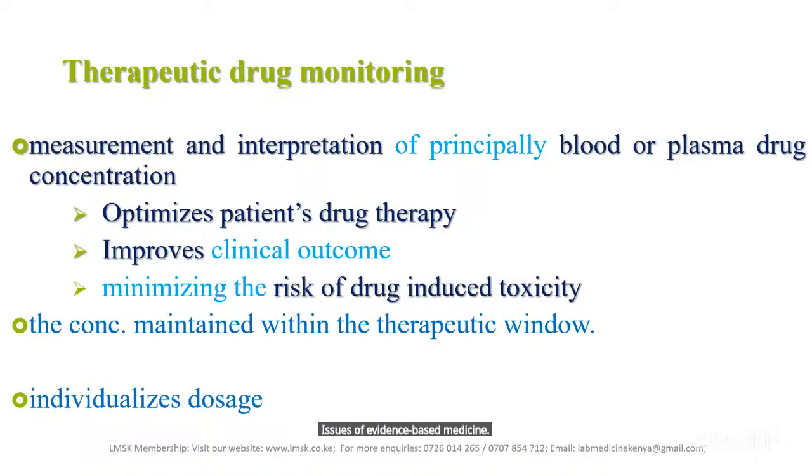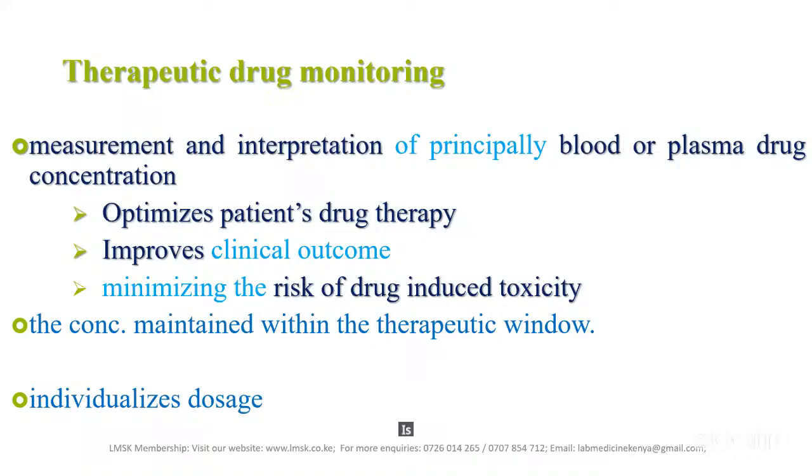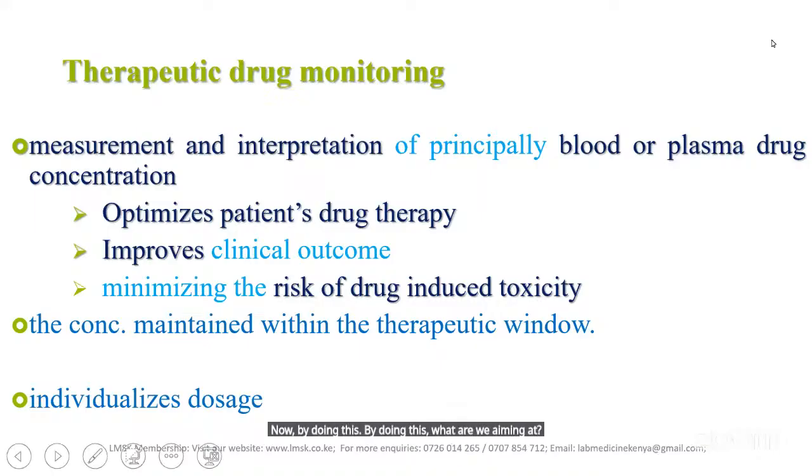And when you talk about therapeutic drug monitoring, it is measurement and interpretation of principally, when I say principally, I mean it is not only blood. So it's principally blood or serum drug concentration. Now, by doing this, what are we aiming at? One, we want to optimize patients' drug therapy.